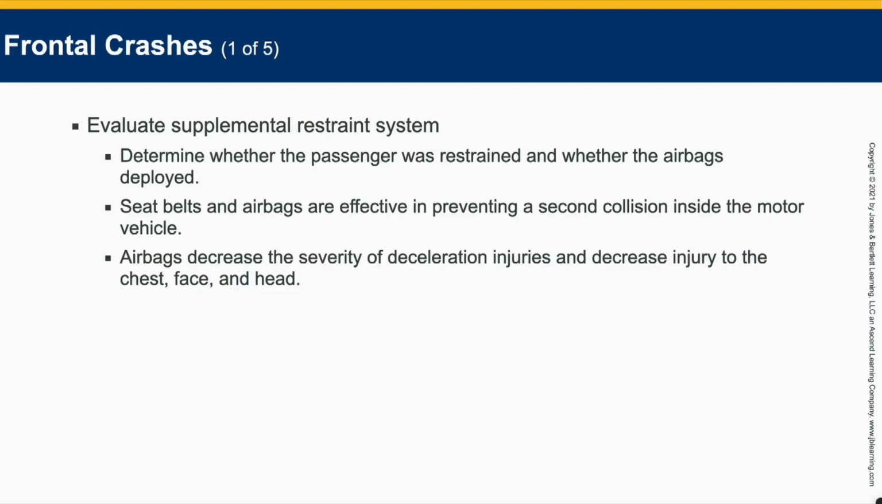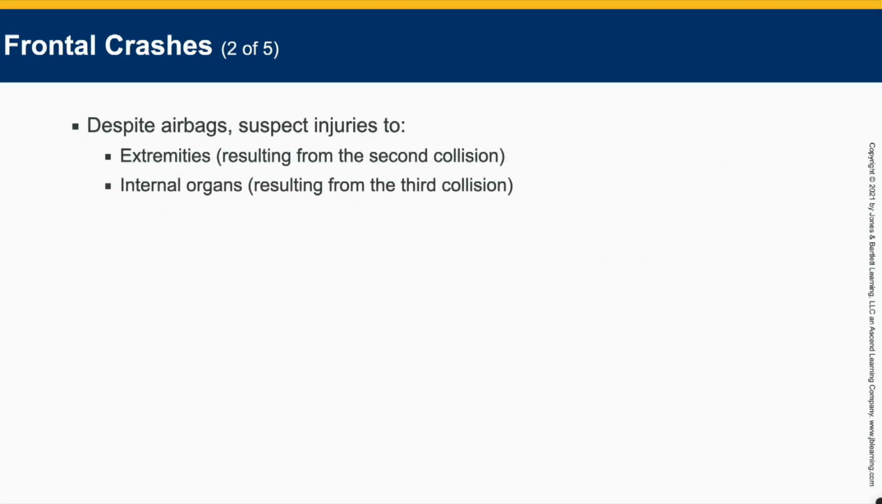Seatbelts and airbags are designed to prevent that second collision, keeping the patient from slamming into the interior of the vehicle. And airbags, in particular, help reduce the severity of deceleration injuries, especially to the chest, face, and head. Here's the key though, just because restraint systems were used doesn't mean there's no injuries. Even with airbags and seatbelts, you still need to anticipate injuries, because restraints don't eliminate injury, they just change how the energy is distributed.